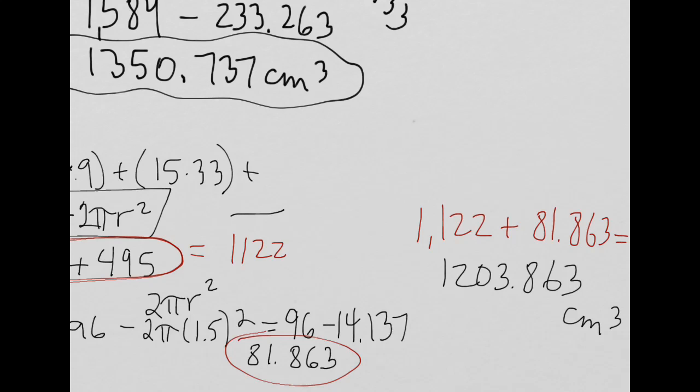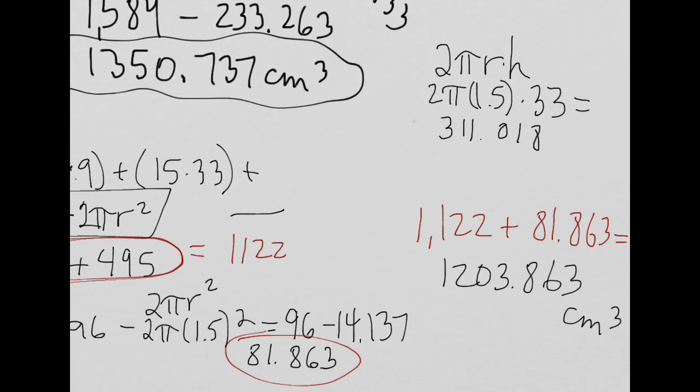Alright, now I need to get the surface area inside of the circle. So how would I do that? There I would have to do 2 pi r, the circumference, times the height of that whole thing. So I have 2 times pi, 1.5, the height is 33. So I get that answer to be 311.018. That's the inside of the cylinder.